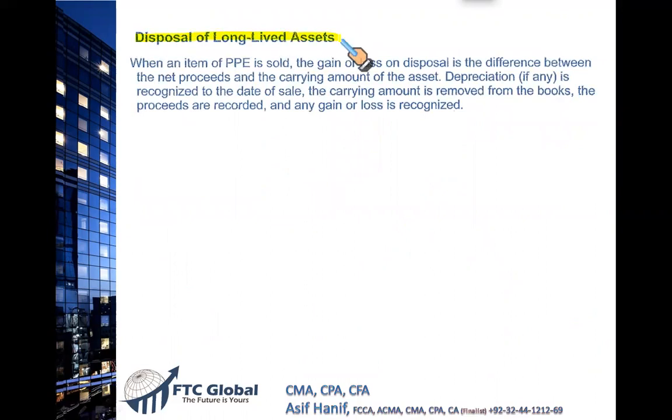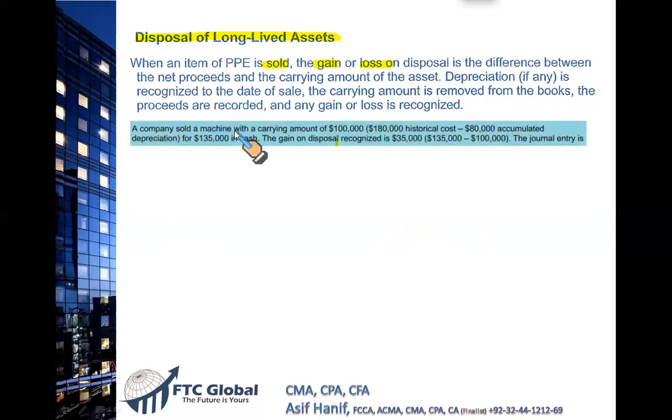We sell assets during their life when we no longer need them. So when we sell these assets, either there's a gain or loss. How do we record this gain and loss? Through journal entries, and how is it calculated? It's fairly straightforward, but let's just do it.